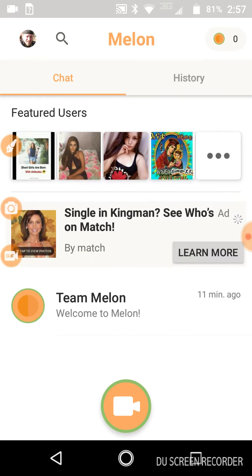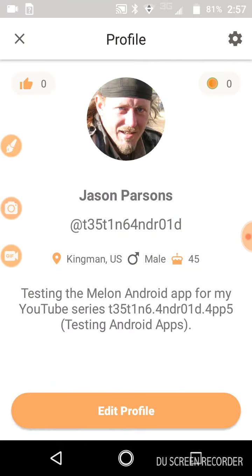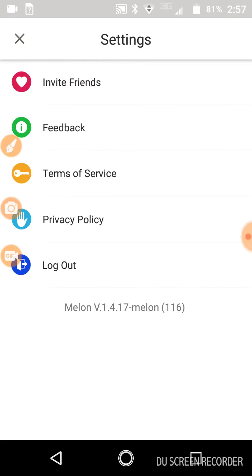All right. So, this is Melon. It's a social media chat app. It doesn't look like it's got a whole bunch of features here. Yeah, so settings. I'm kind of at a loss for words.